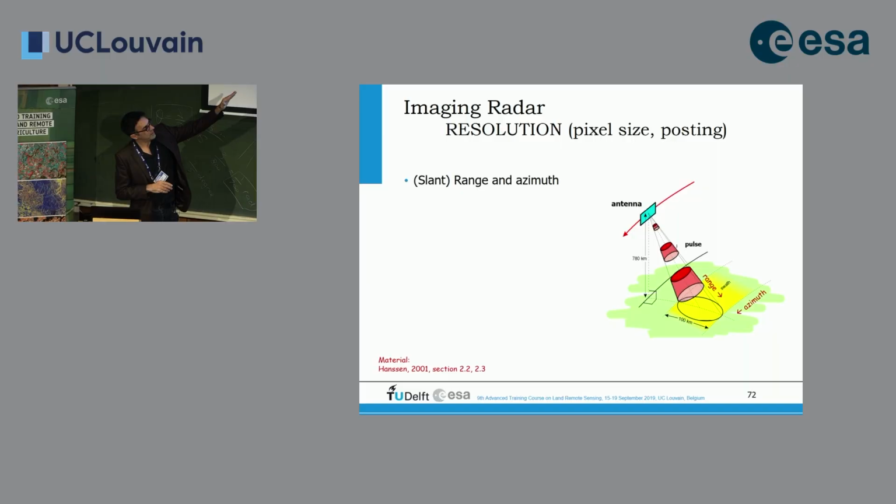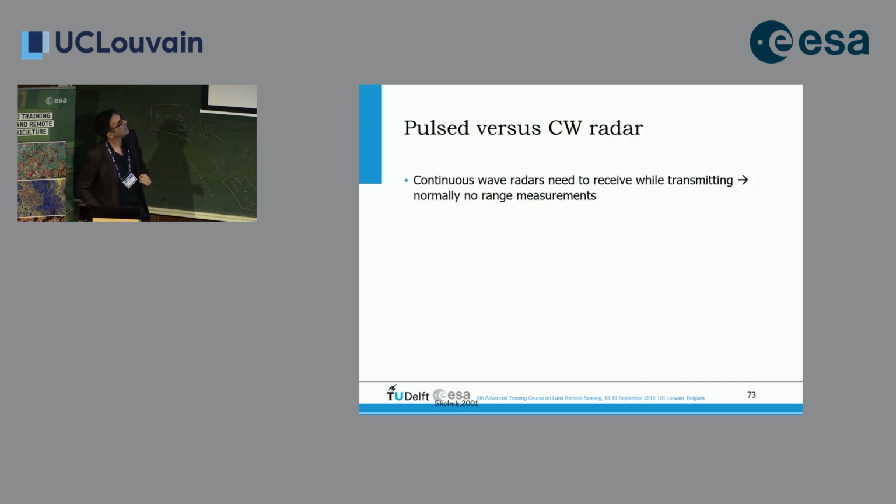So we have the antenna in an orbit. It sends out a pulse under a certain angle, and that is scattered on the ground on a certain swath. And these pulses are repetitively sent away. So the red little blobs are pulses which travel from the satellite to the ground. Now, if we have a pulsed radar, then what we can do is we can measure range.